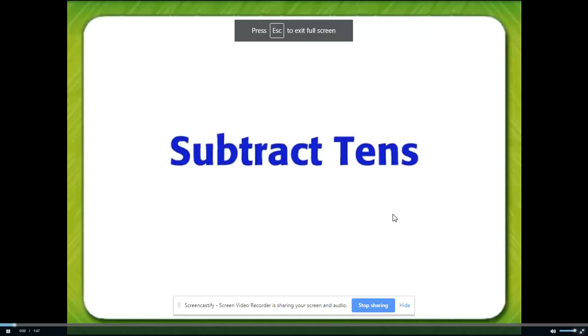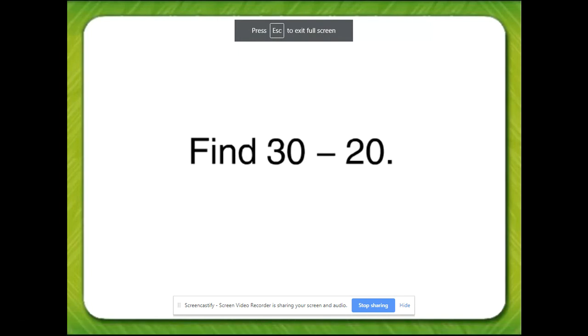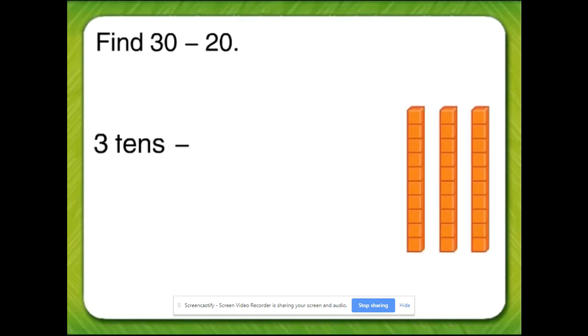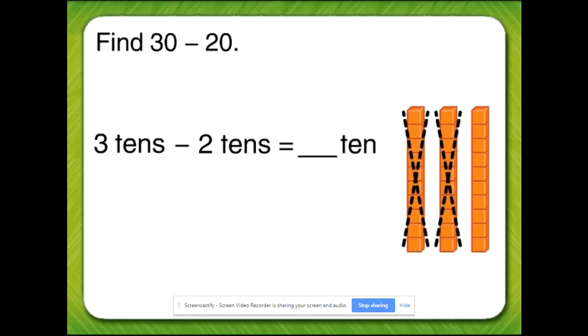Subtract tens. Find 30 minus 20. Use 3 10 rods to show 30. To subtract 20, cross out 2 10 rods. That leaves 1 10 rod. 3 tens minus 2 tens equals 1 ten. So 30 minus 20 is 10.